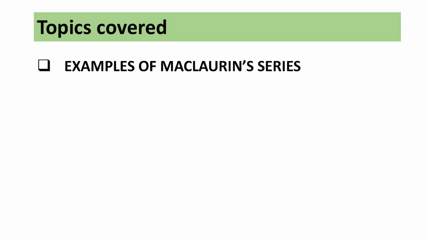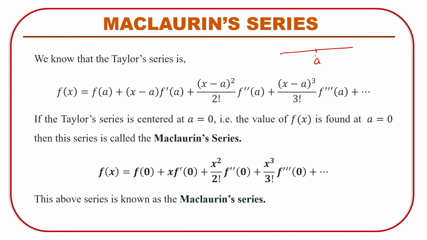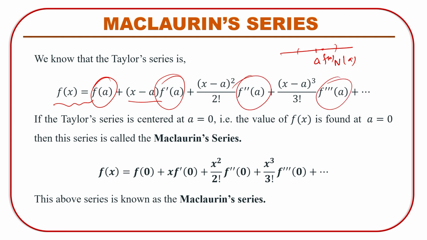If you remember, the Taylor series was about some point. So a will be the fixed point, and we defined N(a) as a neighborhood of that point. Any function f(x) in that neighborhood can be approximated by f(a) plus (x minus a) times f'(a), the derivative of that function at that point, and so on. It is an infinite sum, and if I put a equal to 0, this becomes a Maclaurin series.